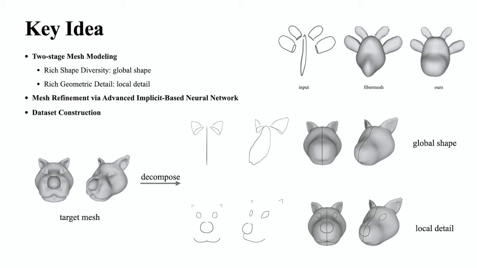To speed up the interactive modeling process and further enhance the generation of local details, we introduce advanced implicit-based neural networks to our pipeline. And we also constructed a large dataset for our implicit neural networks to learn the strong prior knowledge of animal-morphic heads. As you can see from the figure on the upper right, compared with fiber mesh, which is only based on surface optimization, our result looks more natural due to the introduction of prior knowledge of the implicit neural network.